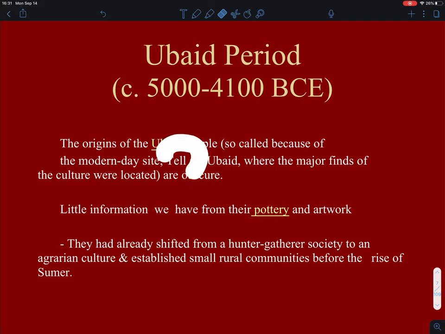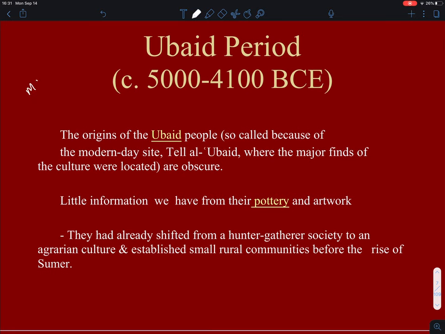was basically a Tell. A Tell is a small hill, and that's usually where you see this kind of natural scenery. You can tell that it might be that there were cities that have been destroyed underneath it. So that was the case with the culture of Ubaid, which was found on Tell Ubaid.